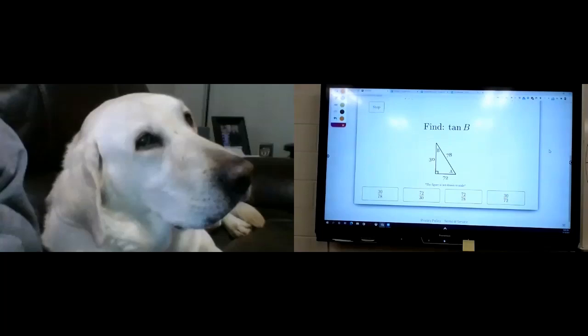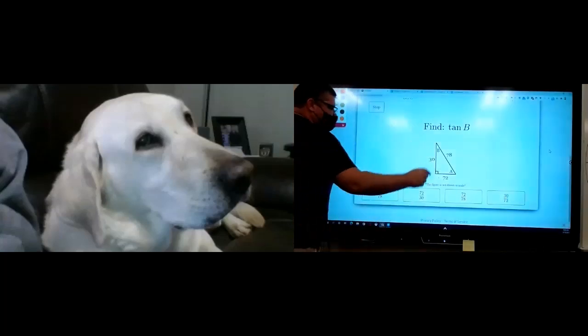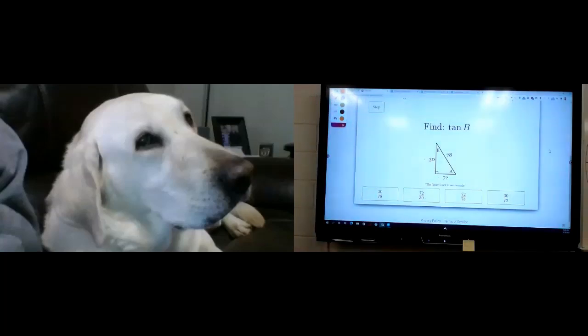Opposite over adjacent. What's opposite B? 72. What's adjacent to B? 30. So what's the answer? 72 over 30. Now, they're not even making you reduce, are they?